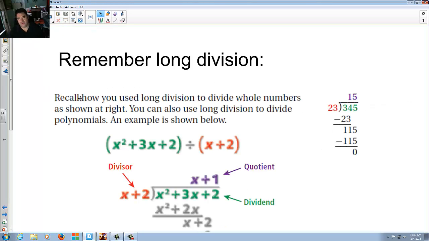Remember long division. Recall how you use long division to divide whole numbers as shown at the right. You can also use long division to divide polynomials, the example shown below.